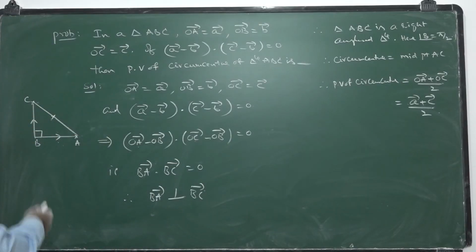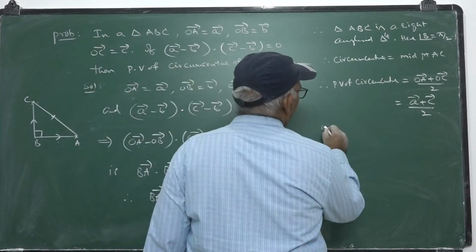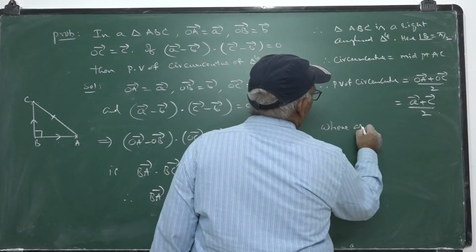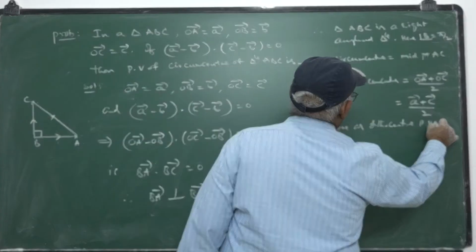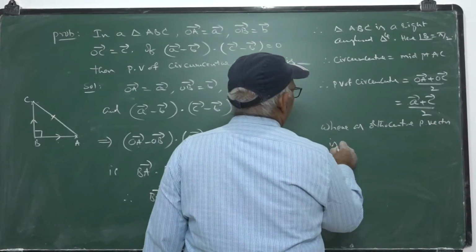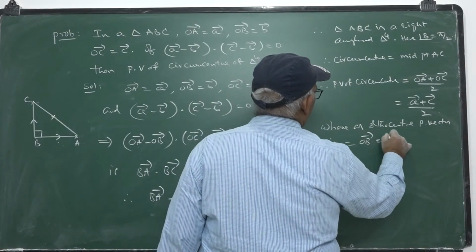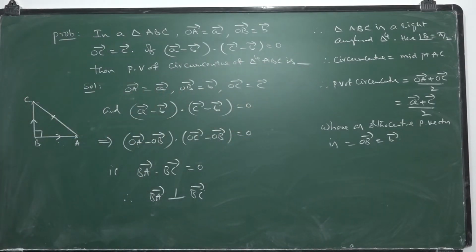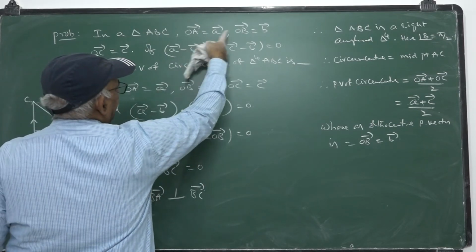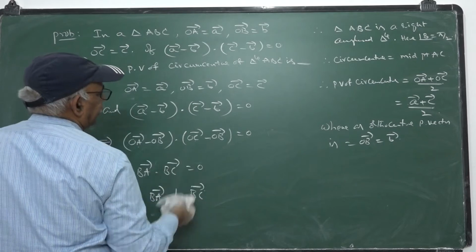Here the orthocenter is the vertex B itself, whose position vector is OB bar itself, B bar. You can find the orthocenter, circumcenter and, if necessary, the centroid. Centroid is OA bar plus OB bar plus OC bar by 3.